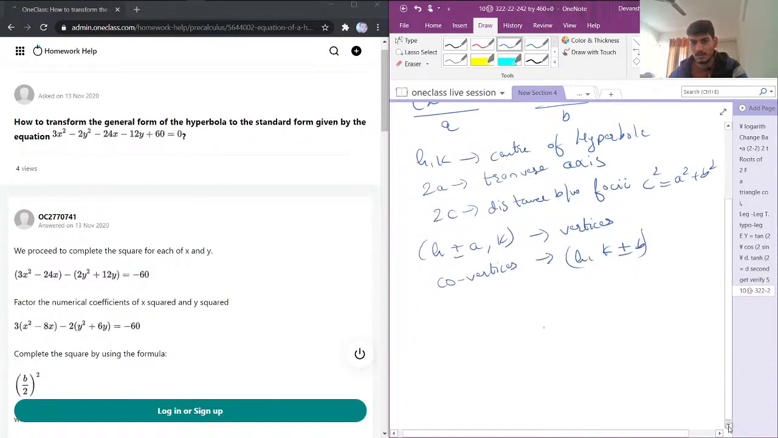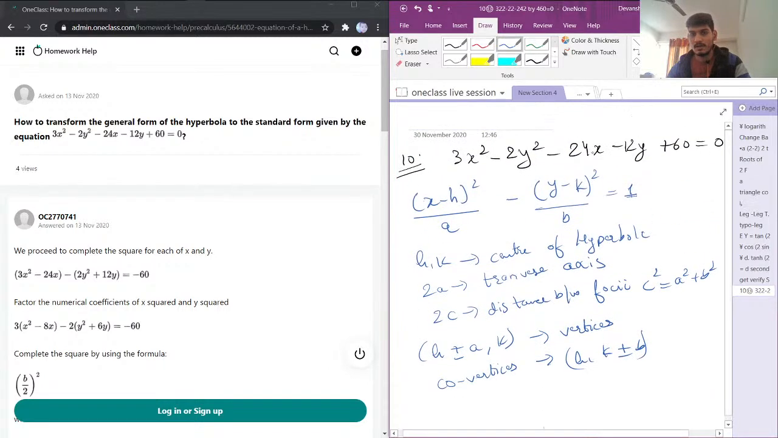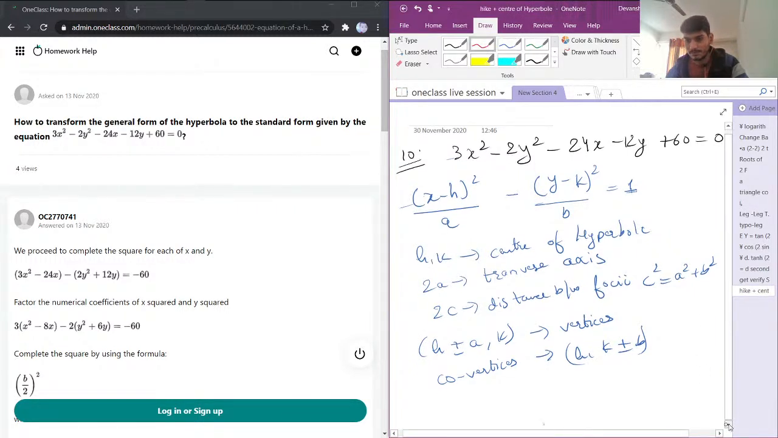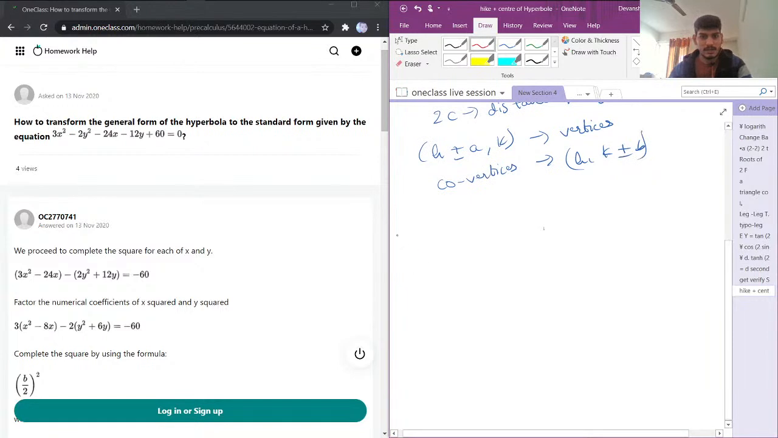So we need not dive into this. We just need to convert this black equation into this blue equation. Let me just rewrite this equation. It was 3x squared minus 2y squared minus 24x minus 12y plus 60 equals 0.